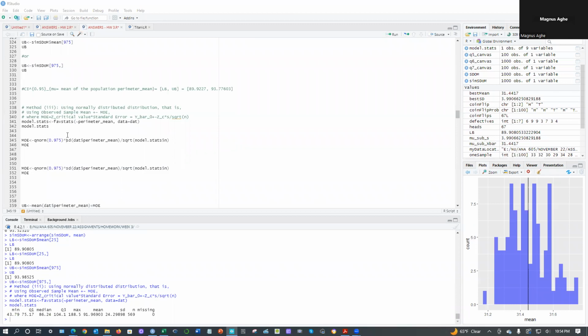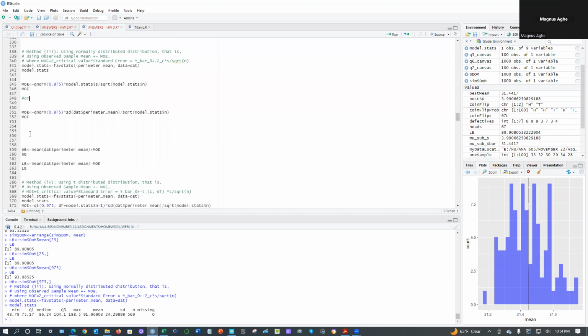Go to model dot stats, model dot stats. From that one, I'm going to go to the standard deviation. And that should be divided by square root of model stat n, or this way. Doesn't matter, so many ways.